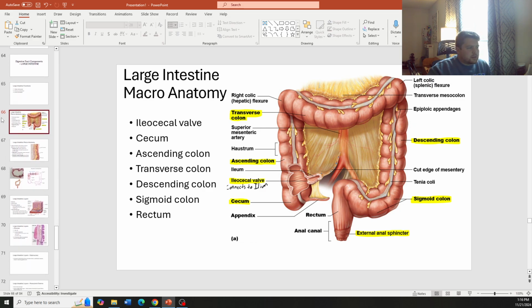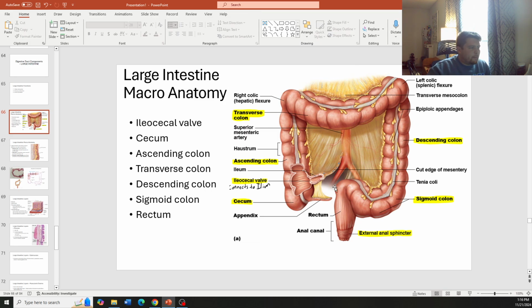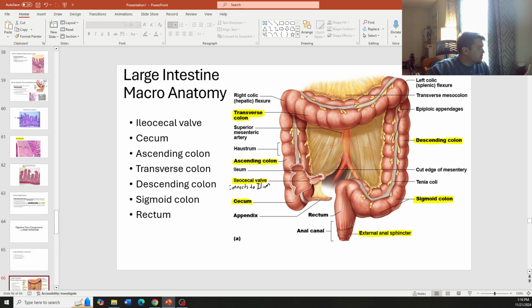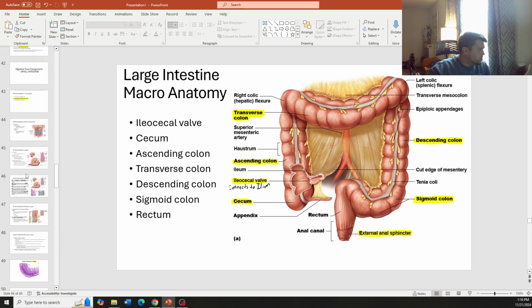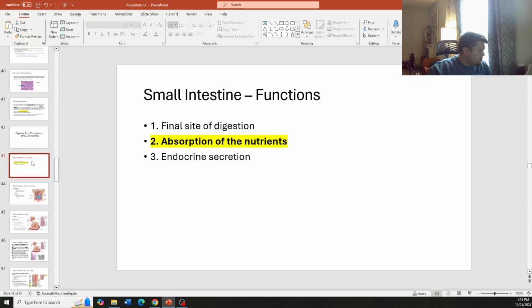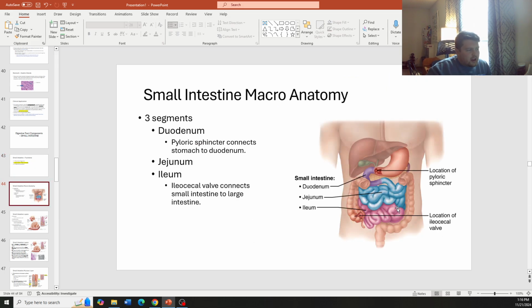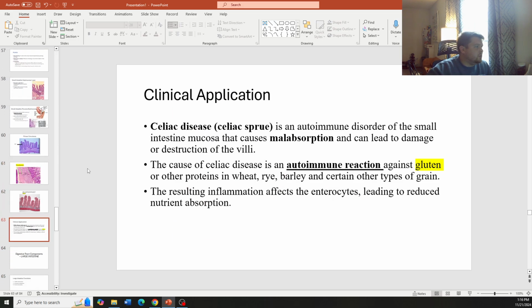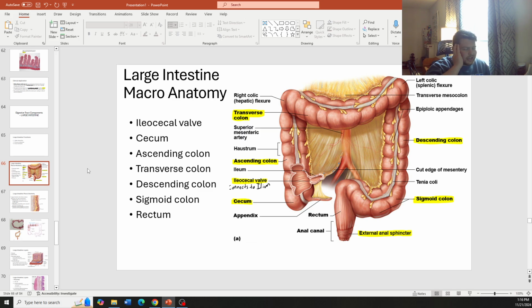The macroanatomy, the gross anatomy of our large intestine. We have a couple different parts from the ileum. I can actually go back to the ileum portion really quickly. We can see that after the ileum, there is an ileocecal valve. Much like the pyloric sphincter, this is the crossover point connecting the small intestine to the large intestine, just like the pyloric valve connects the stomach to the duodenum.